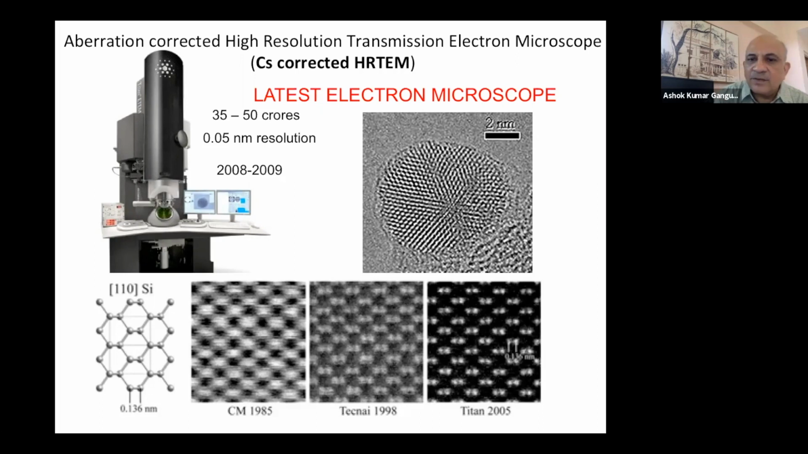And now the world's latest electron microscope is called the aberration corrected high resolution transmission electron microscope. Today's latest one can cost you around 30 crores to 35 crores. Actually, it has the power to see even within the atom. But it is very difficult to maintain this machine. You need to have a lab which has no noise, no electromagnetic noise, not even an air current, because it is a very, very sensitive machine.